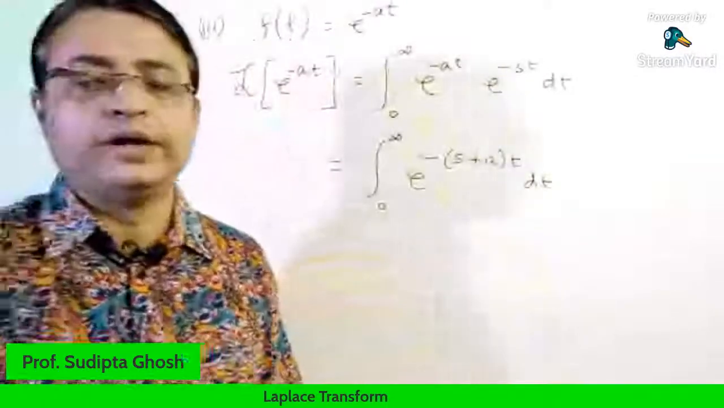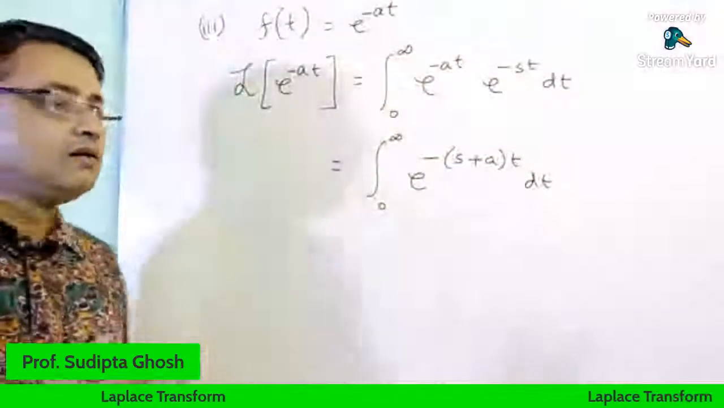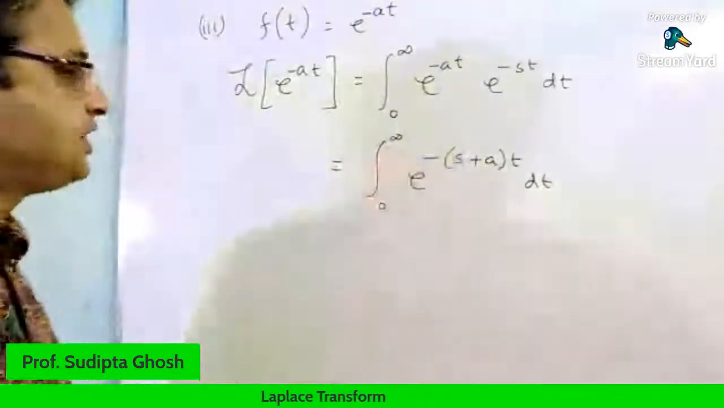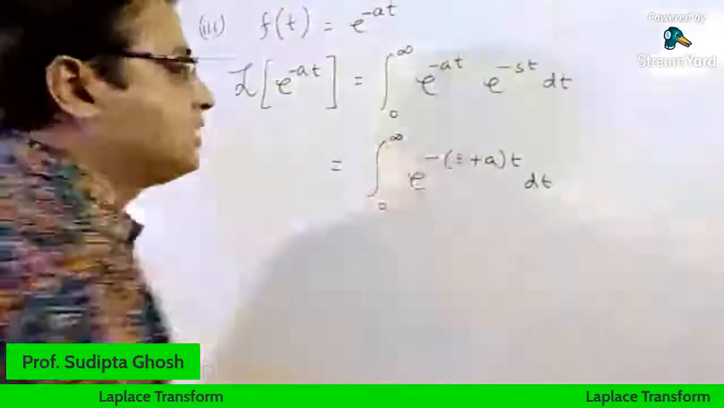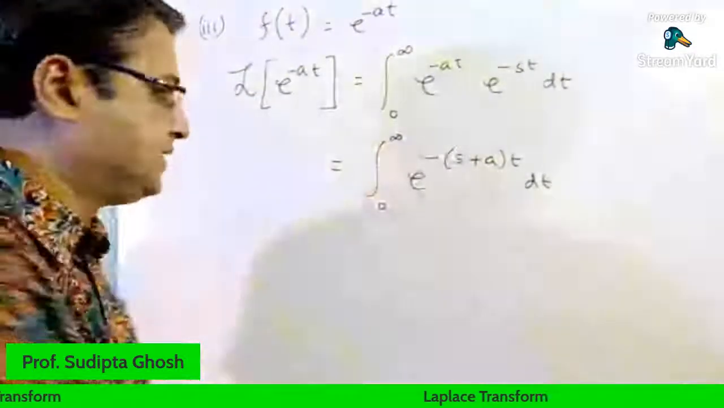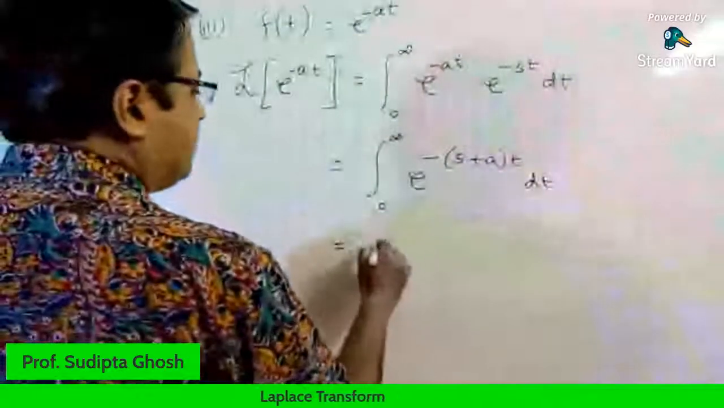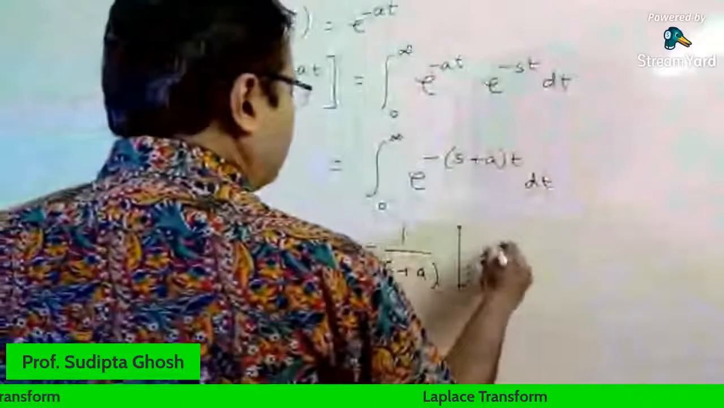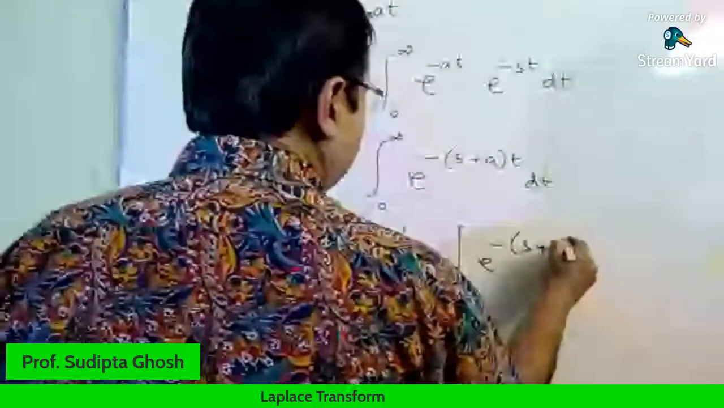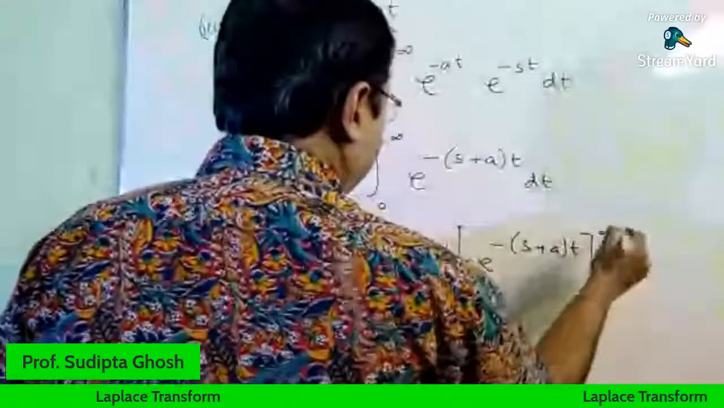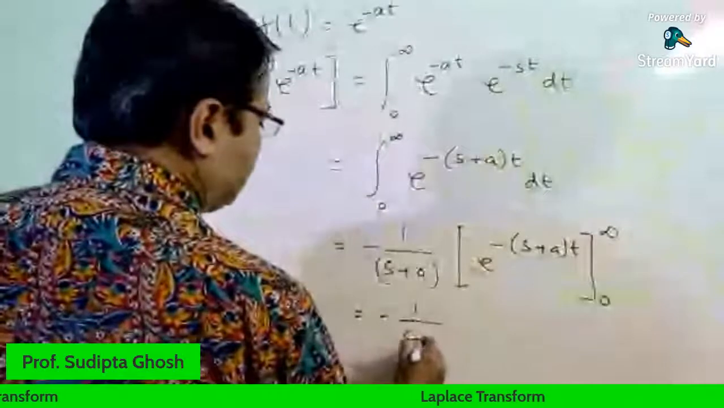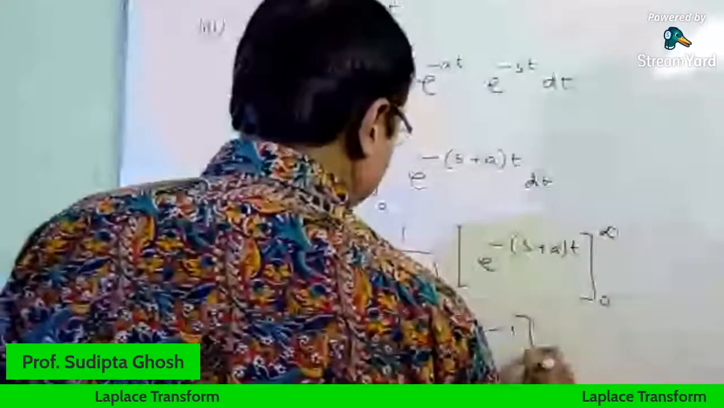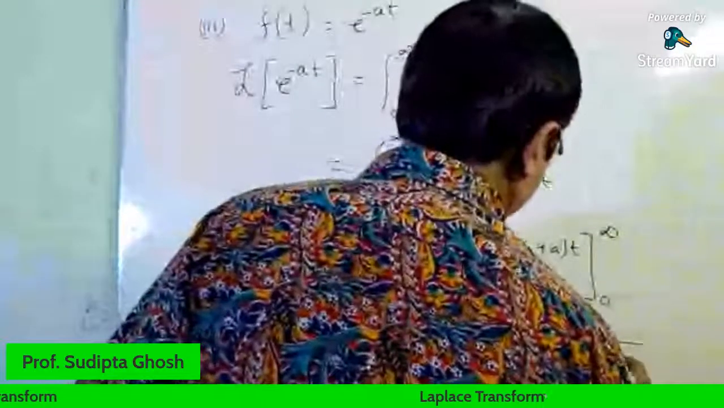Okay. So here again I am taking the frequency part, the s part, initially, and it becomes e to the power minus of s plus a t dt, and then the integration, that is minus of 1 by s plus a, e to the power minus of s plus a t, limit 0 to infinity. So it becomes again 1 by s plus a, it is 0 minus of 1, so the value is 1 by s plus a.